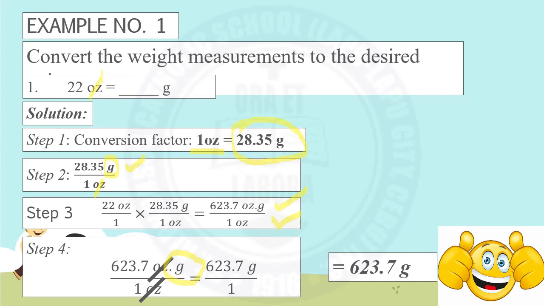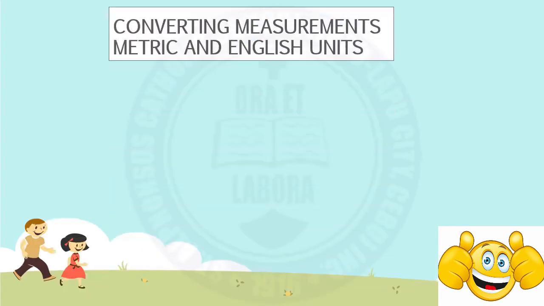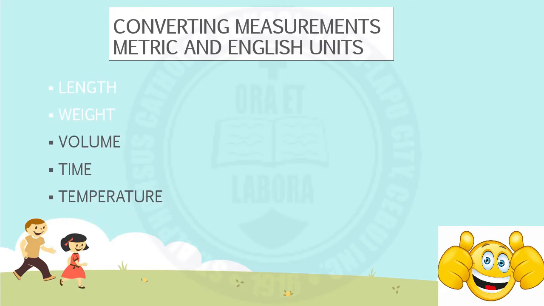Let's go on to another converting measurements. Converting measurements, metric and English units: length, weight, volume, time, and temperature. We already discussed the length as well as the weight. Now let's go on to volume.